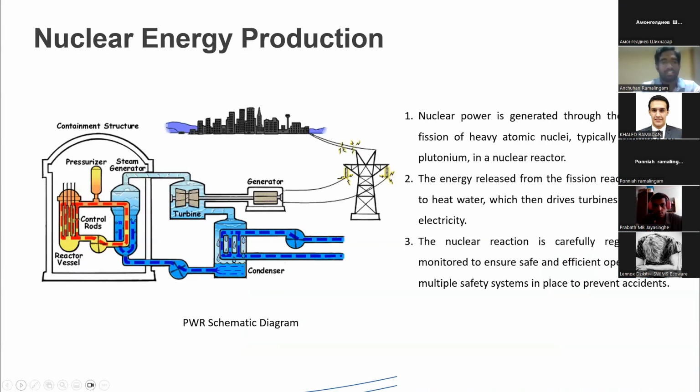So the energy production, as I said, is done using the fission reactions, but the reaction should be controlled in order to ensure the safe and efficient operation to prevent accidents. And in this image, you can see a typical schematic of a PWR reactor. Next slide.